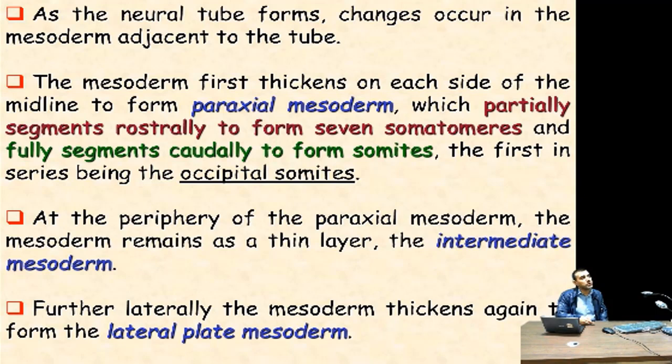As the neural tube forms, changes occur in the mesoderm adjacent to the tube. The mesoderm first thickens on each side of the midline to form the paraxial mesoderm, which partially segments rostrocaudally to form 7 somitomeres and 40 somites, caudally to four somites, the first series being occipital somites. At the periphery of the paraxial mesoderm, the mesoderm remains a thin layer, the intermediate mesoderm. Further laterally, the mesoderm thickens again to form the lateral plate mesoderm.